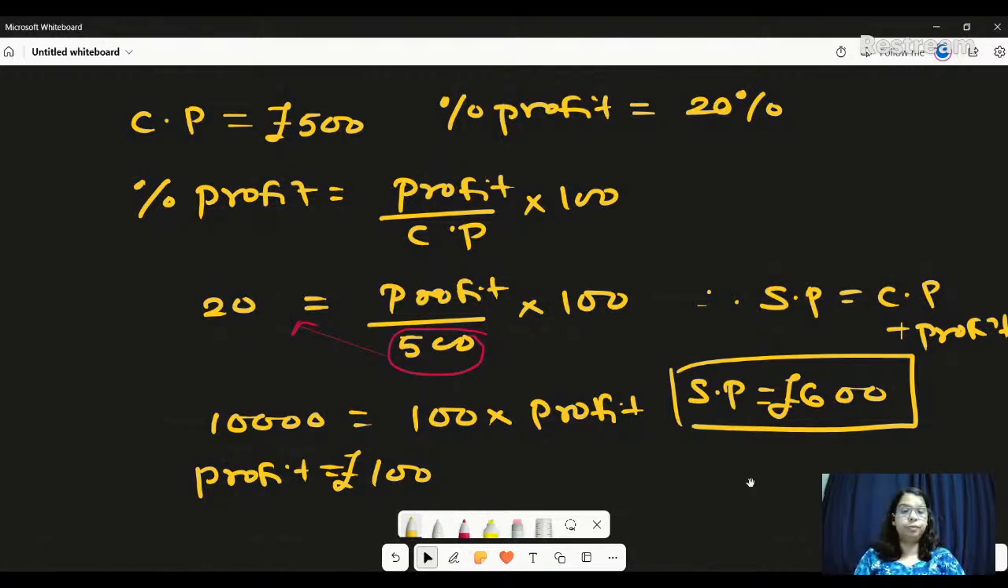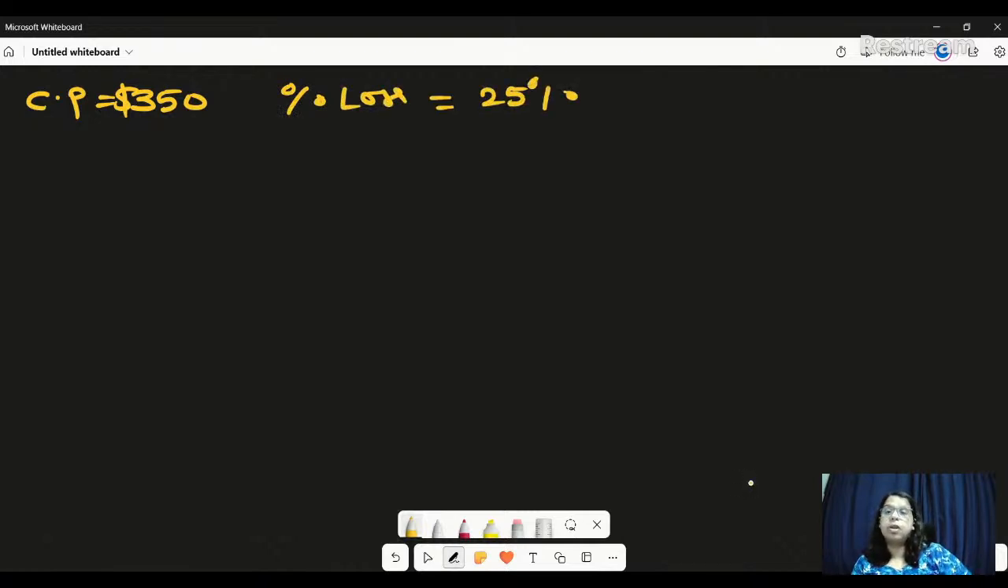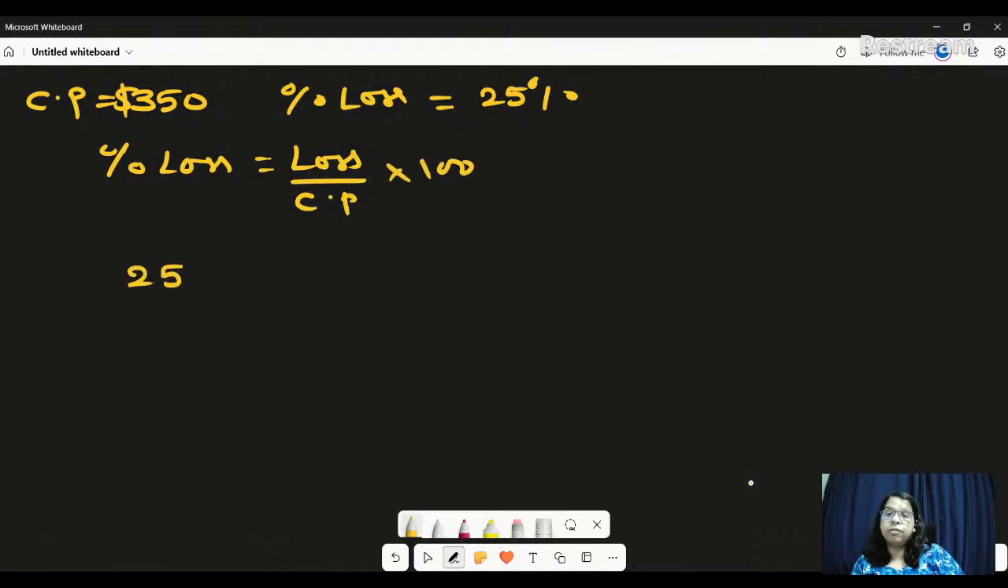Now, can we do the same thing for percent loss? So they have said CP is equal to $350, and percent loss is equal to 25%. Loss percent also has this formula: loss over CP into 100. So 25 is equal to loss over CP into 100.